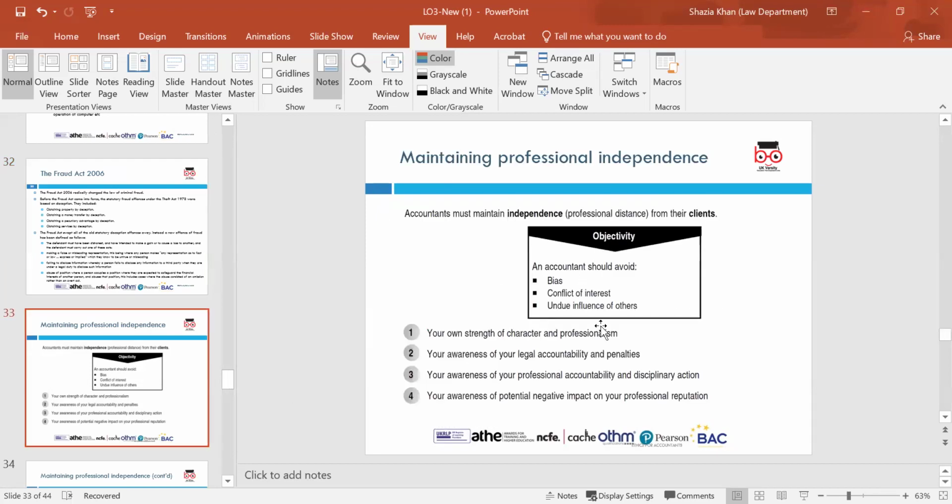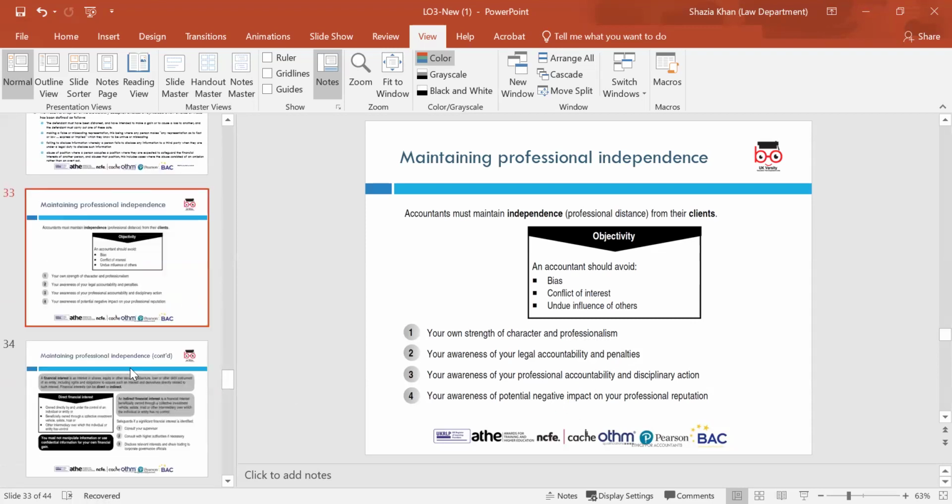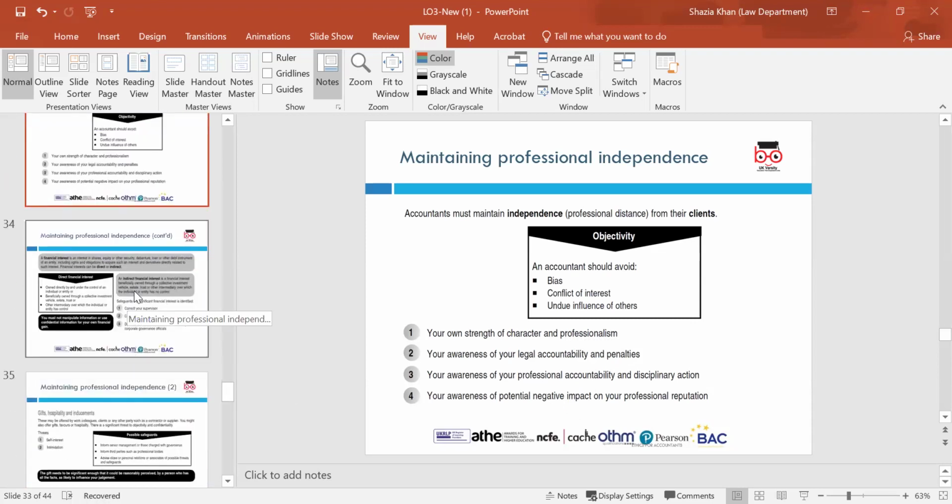Maintaining professional independence. Accountants must maintain professional independence from their clients. An accountant must avoid being biased, conflicts of interest, and undue influence. So your strength and your professionalism is important. You shouldn't be judging anyone. You should be professional, and you should maintain the element of being independent.